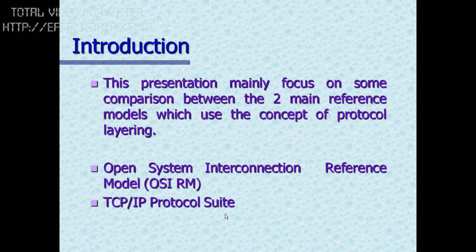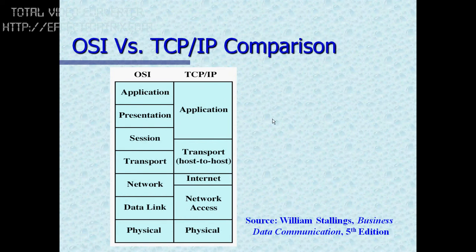When we compare the two models, as you can see over here, we find that 2 layers from the OSI model, that is the session and presentation layers, are missing in the TCP/IP protocol suite. These 2 layers were not added to the TCP/IP protocol suite after the publication of the OSI model. The application layer in the TCP/IP protocol suite is usually considered to be the combination of all these 3 layers, that is session, presentation and application layer, from the basic OSI reference model.